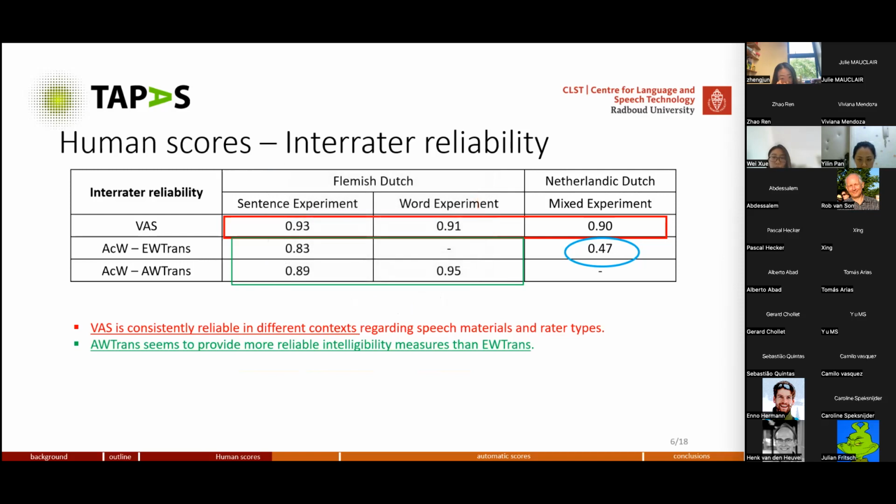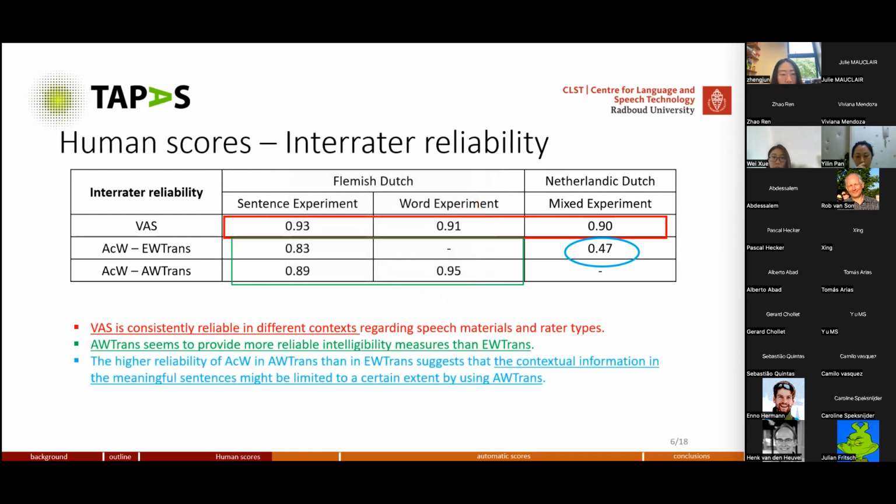Thus, it seems that the contextual information in the meaningful sentences might be limited to a certain extent by using the AW transform compared to the EW transform.